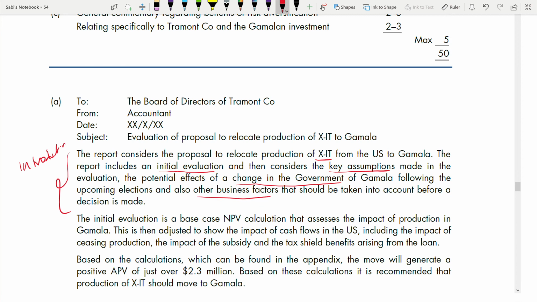Do you see how everything is included very briefly in the introduction? This is how your report should start. In your introduction, you have to say all the points which you are going to cover, but it has to be very brief. If you see this report, it just came up to 4 lines. But everything is included here: they are going to go over the initial evaluation, then the key assumptions, then the change in government, the effect, and also the business factors. That should be taken into account before a decision is made.